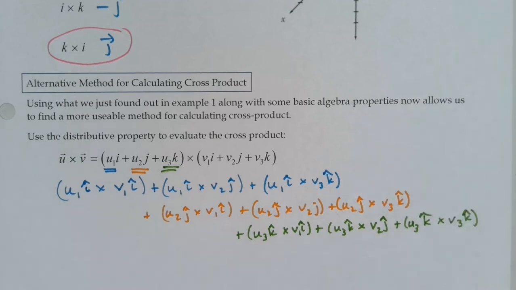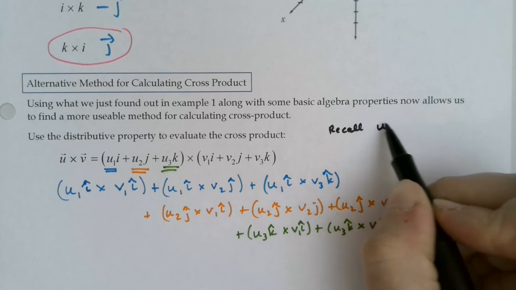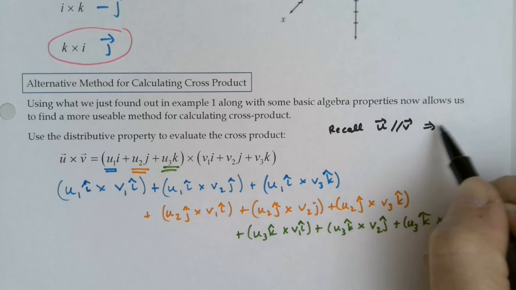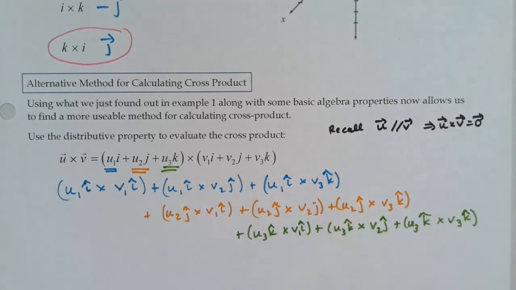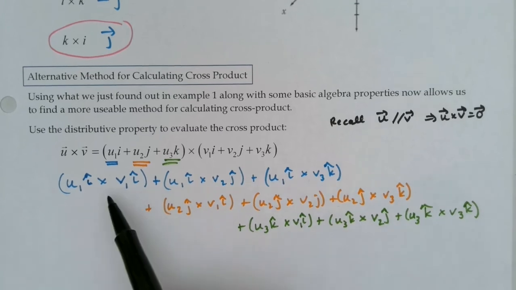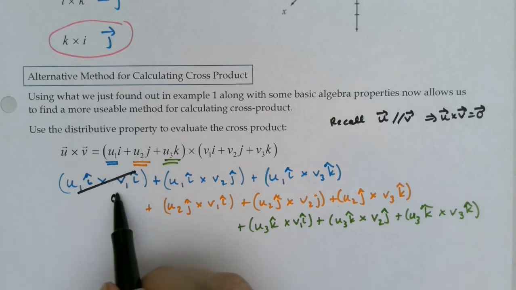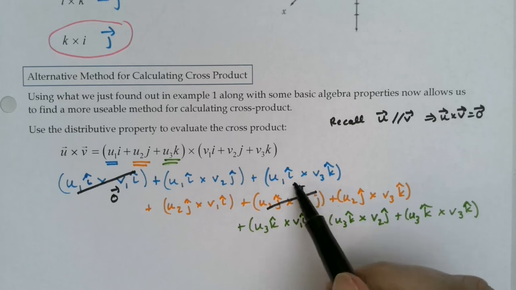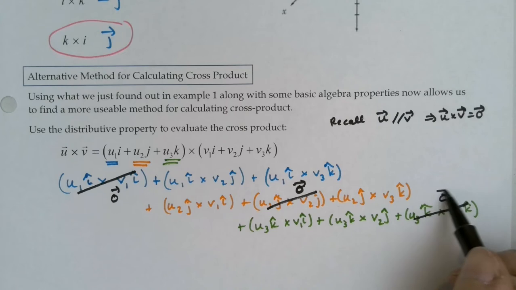Now, remember, parallel vectors have a cross product that is 0. So recall, if u is parallel to v, then u cross v is equal to the 0 vector. Now, why is that useful for us? Well, the i vector is parallel to itself, so that is the 0 vector. Similarly, the j vector is parallel to itself, so that's the 0 vector. And then the k is parallel to itself, so that's also the 0 vector.